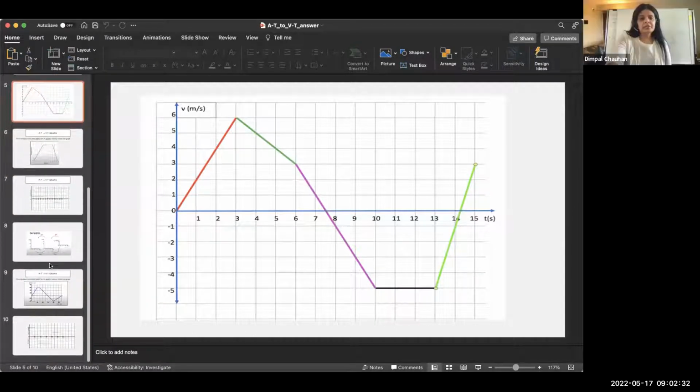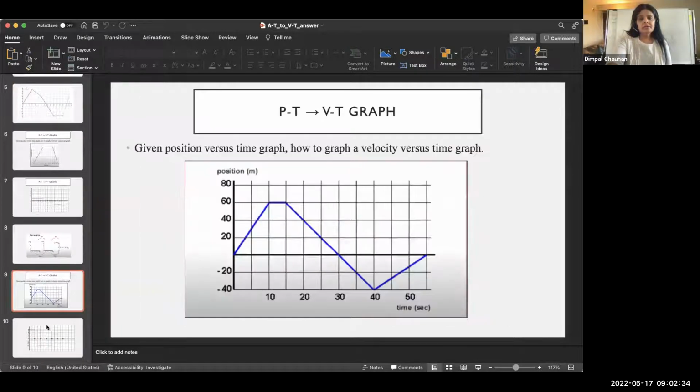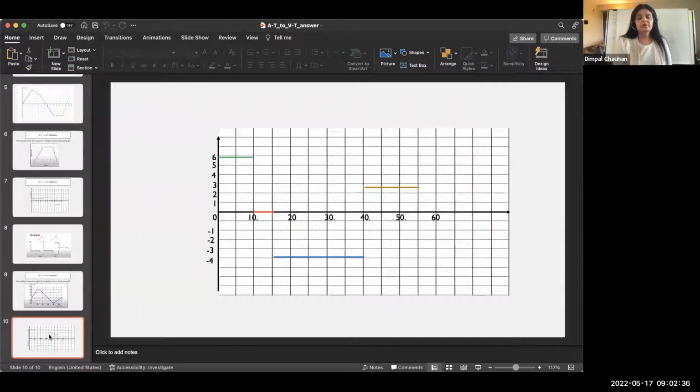And the second question that I gave you was this. So the answer for converting from position versus time or distance versus time to velocity versus time graph is this.